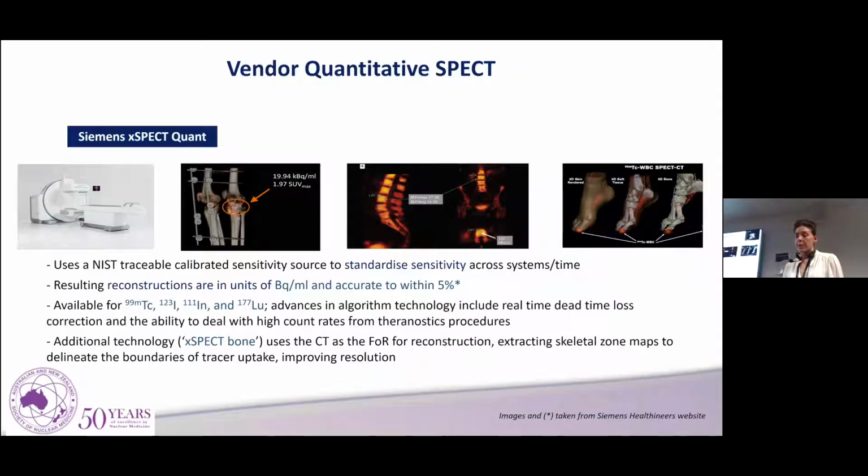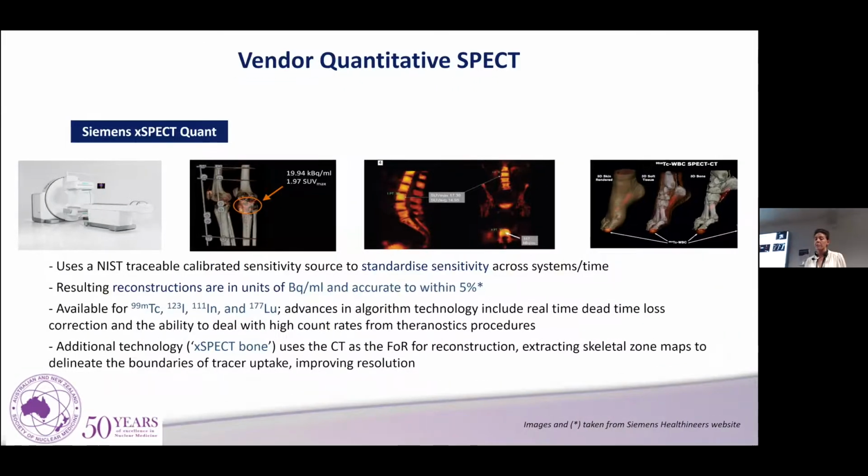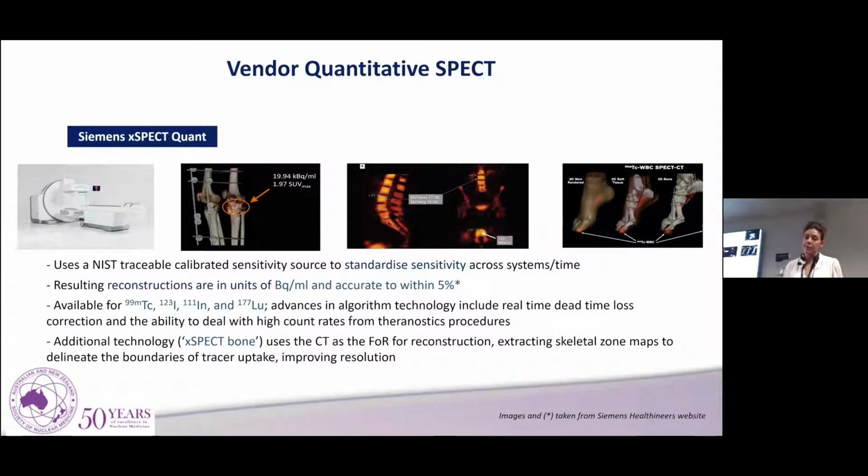Siemens have also had some sophisticated technology developments in parallel with the development of their quantitative algorithm. So they did introduce a new method for real-time dead time measures at the projection level. And they also introduced the SPECT Bone algorithm, which some of you would already be familiar with. And as the name suggests, this is specifically for bone SPECT CT. Basically what it's doing is using the CT as the frame of reference for the reconstruction, and it essentially sucks the counts back into that skeletal zone map upon reconstruction, and it creates a very sharp image, as you can see here, and essentially, I guess, improves the resolution of the reconstructed data.